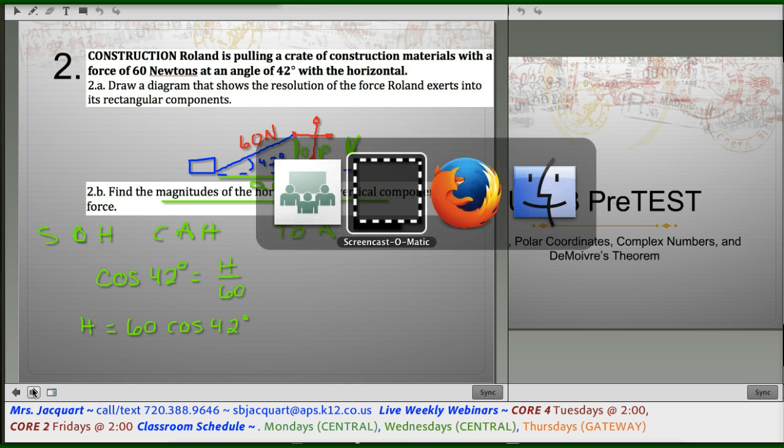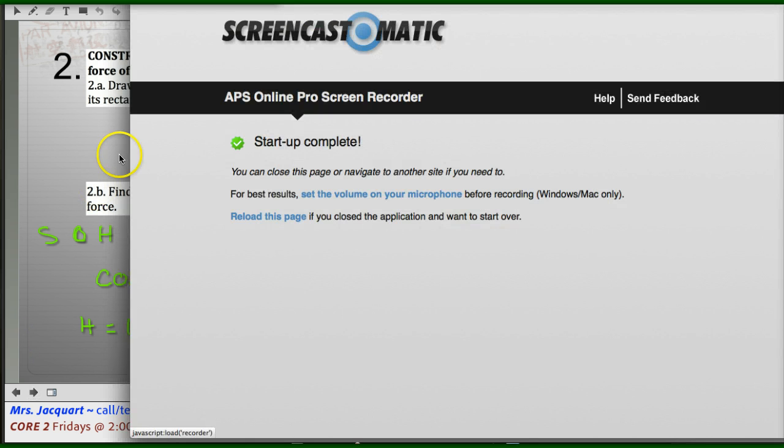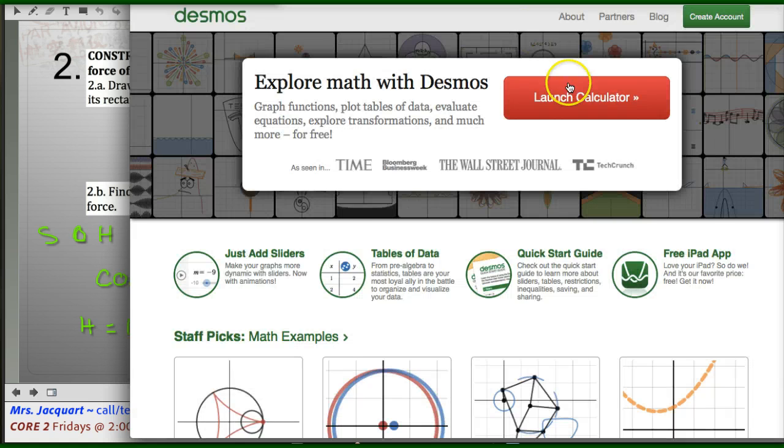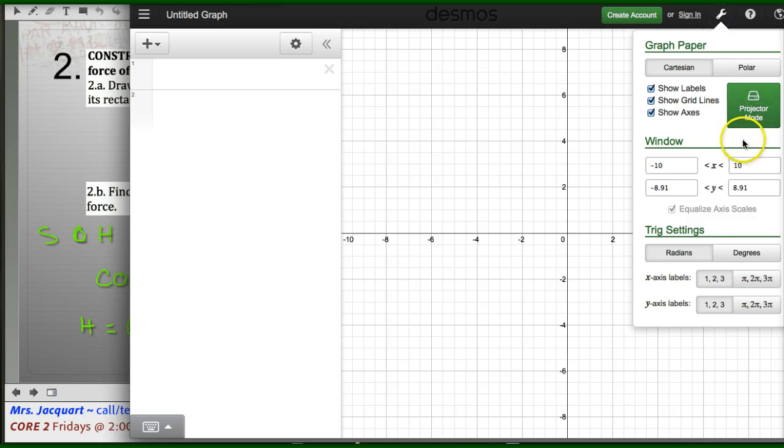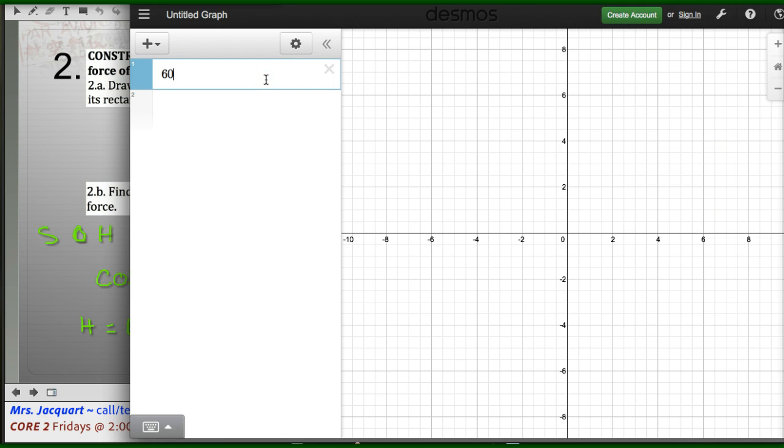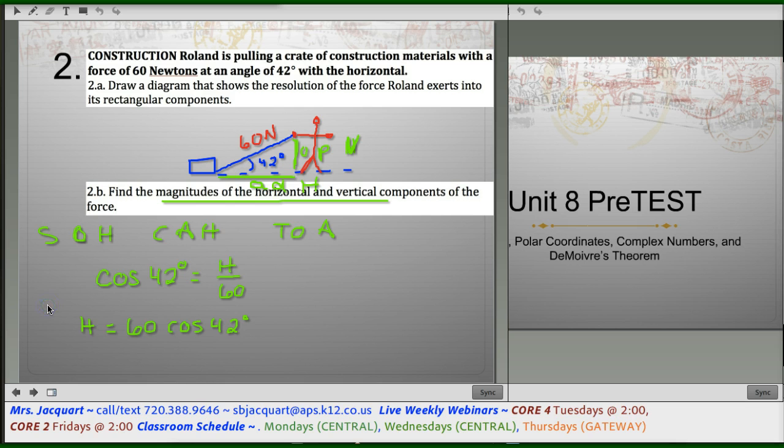Let's go ahead and use a calculator. Let's go to Desmos. Launch the calculator. Make sure our calculator's in degrees. And let's do 60 cosine 42. And it's 44.59. So horizontal equals 44.59. Okay, let's find our vertical component.